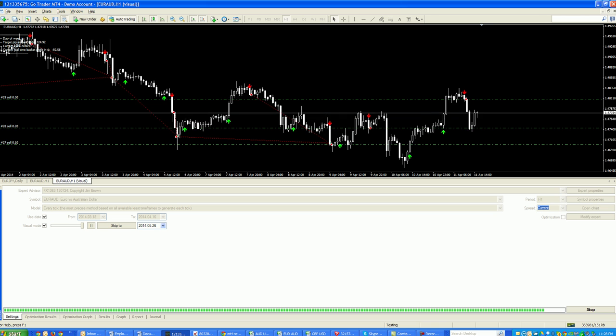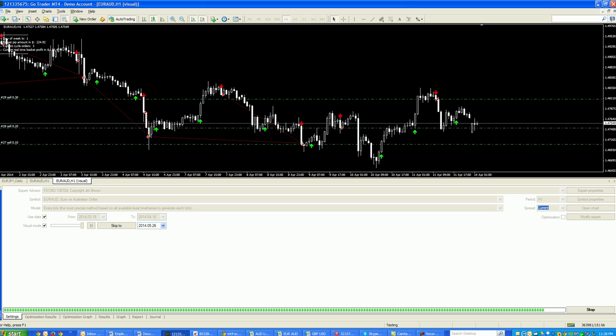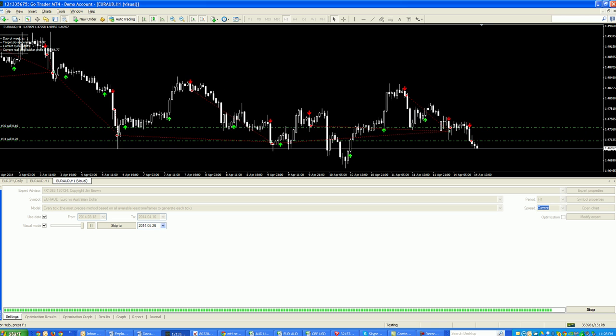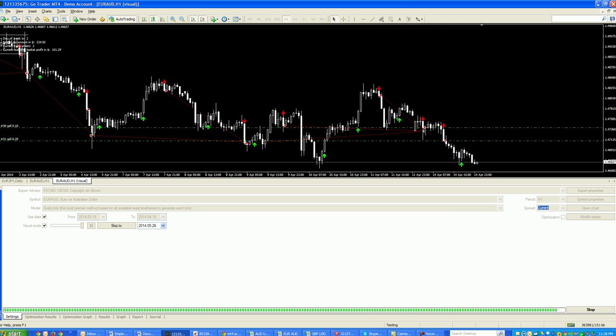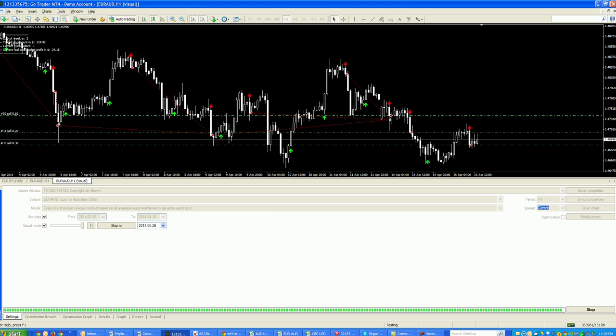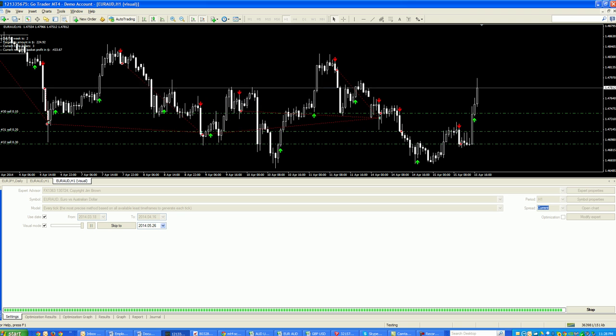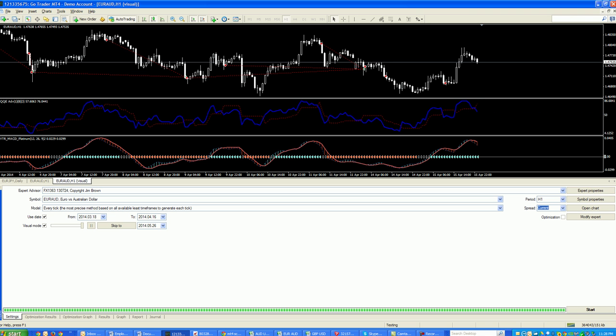No, I'm going against this. There, see another red arrow. There we go, another one closed out, getting close to the end. Alright, that's finished. Let's have a look at the graph.